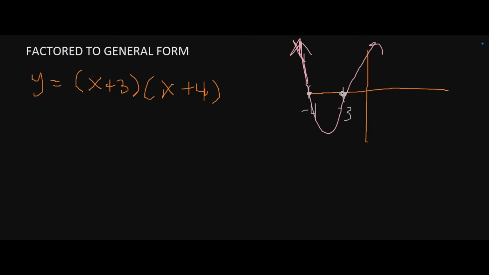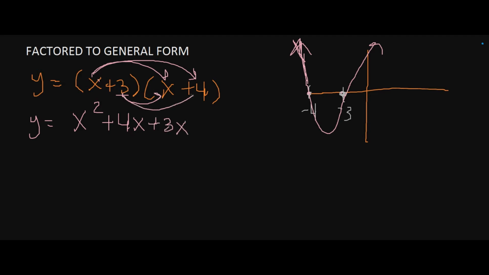So we start here. Well, we just go, what's x times x? Well, that's x squared. Now we go over here and do what's x times 4, and that's going to be 4x. Now that this x here has multiplied with both of these expressions, we go over to the 3. What's 3 times x? That's going to be 3x. And what's 3 times 4? That's going to give me 12.